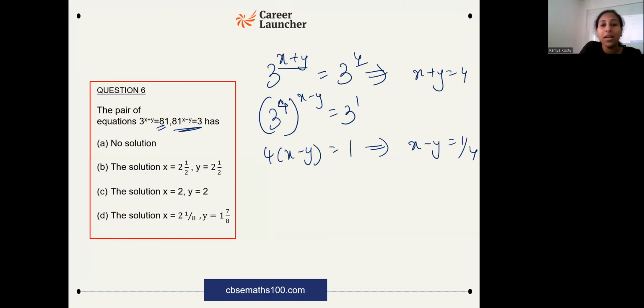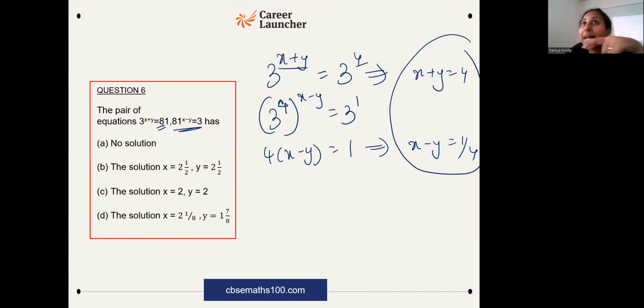Now, if the question was about the number of solutions, this is a type of equation where a1 by a2 is not equal to b1 by b2. If a1 by a2 is not equal to b1 by b2, what does that mean? A unique solution you have, only one single solution.